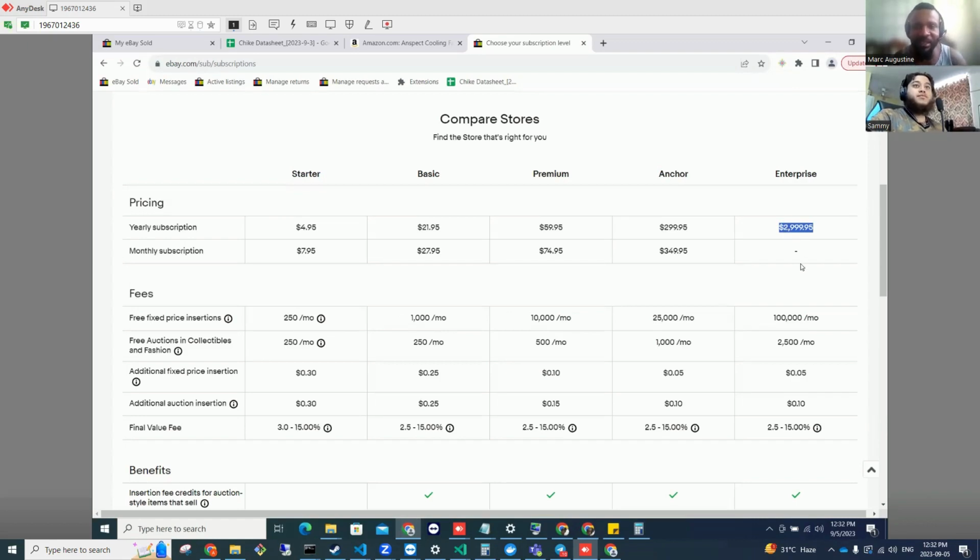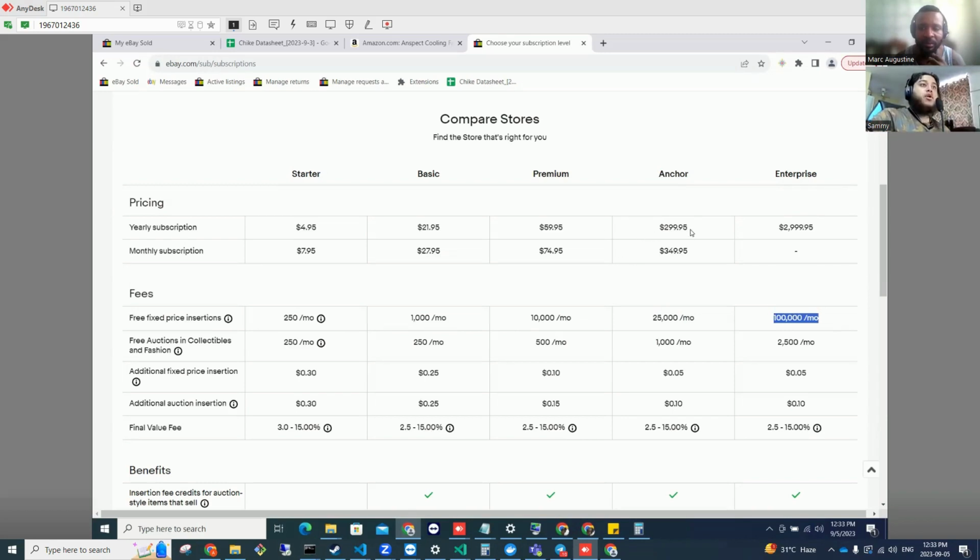Yeah, that's ridiculous. Exactly. It's a 10x multiple on the price, yet it's only a 4x multiple on the total quantity of listings you're getting. So with that being said, the enterprise store does not make sense to me.